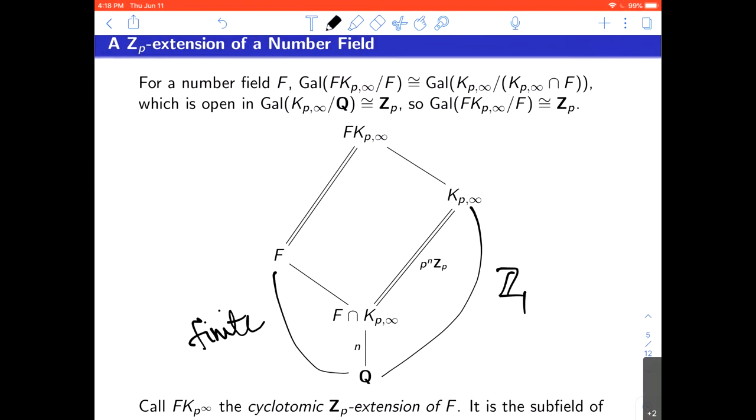So if you took any number field, F, anything of finite degree, and you ask how does it compare to the Zp extension of Q that I gave you before? Well, Galois theory tells you if you take a composite of a field like F over Q and a Galois extension like K_p infinity, you get a larger field that will be Galois over the other field, F in this case, and the Galois group will be isomorphic to the Galois group of the original Galois extension on the right side, K_p infinity, over the intersection. Now the intersection, I don't know what it is, but it's a finite extension of Q, so it has some finite degree, and therefore by Galois theory, the Galois group corresponding to this is going to be fixed by p to the n Zp.